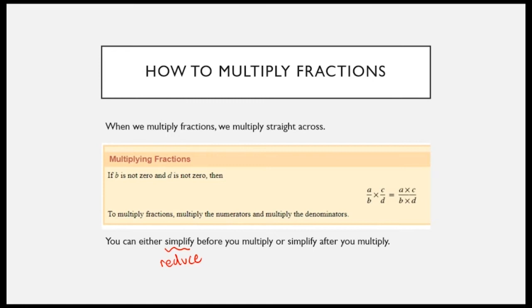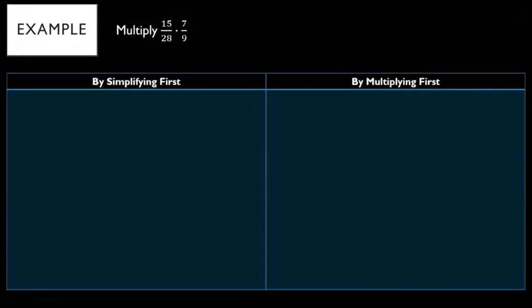In the first example that I'll do, I'll show both ways: how you can reduce first, then multiply, or how you can multiply and then reduce. I tend to reduce first, then multiply, because you deal with smaller numbers that way. But you can do it either way, you'll get the same answer. So we'll start with our example here. We're going to be multiplying 15 over 28 times 7 over 9.